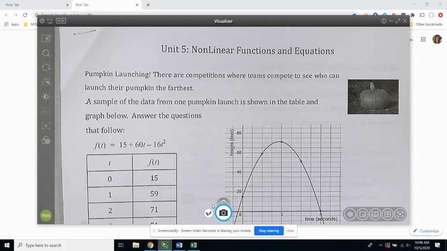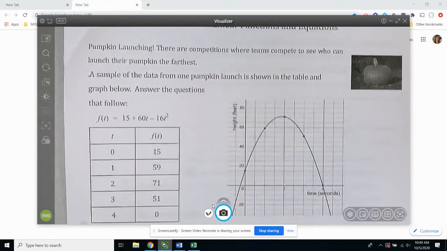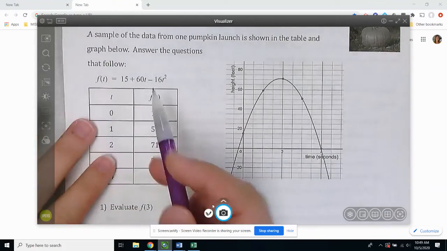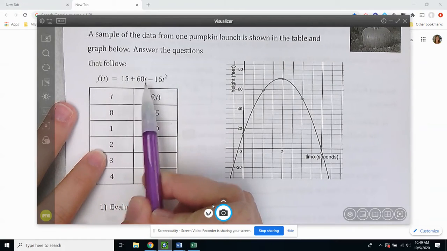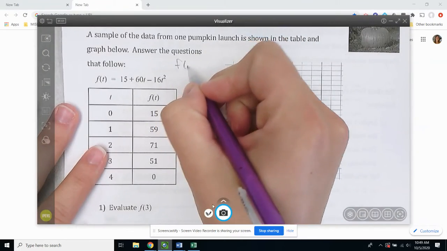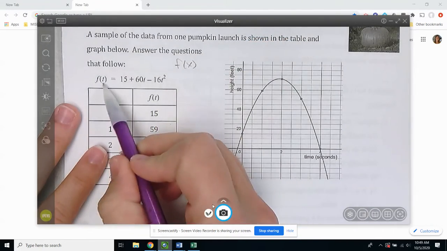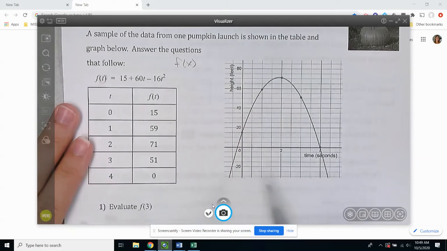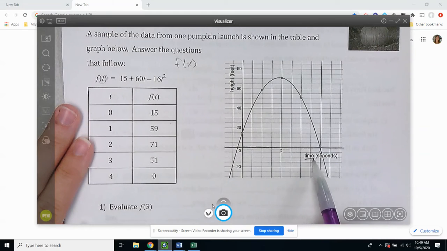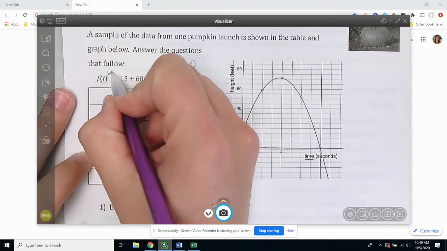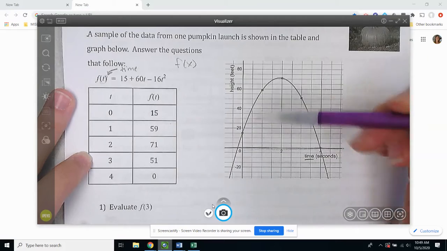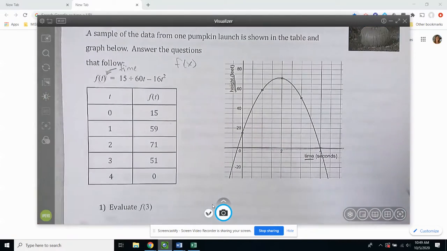All right, so it says a sample of the data from one pumpkin launch is shown in the table and graph below. Answer the questions. Okay, so let's first of all look at this. So this is written a little bit differently than what you saw in our last chapter. In our last chapter, you always saw f of x. This says f of t because if you look at our x-axis, which is right here, it's measured in time. So this t really just stands for time. And then our y-axis is measured in height, so that's talking about how high the pumpkin is.